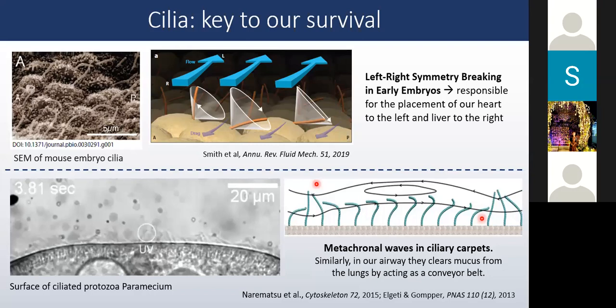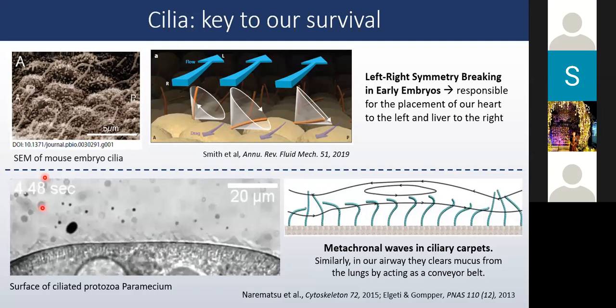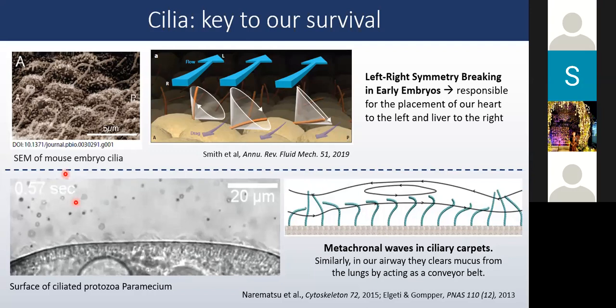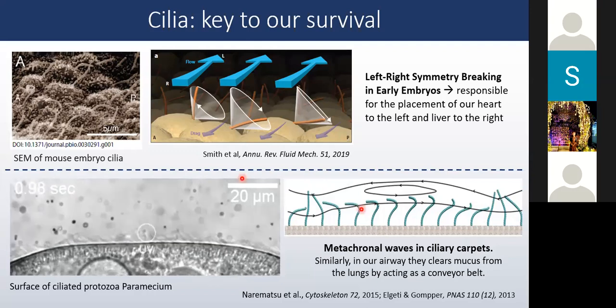And people have explicitly shown that when you have such behavior, which are called metachronal waves, that is long wavelength modulation in phase, you have unidirectional flows whose velocities are much larger than if they were all beating in phase. And that's why the same mechanism is used in our lungs to clear mucus.